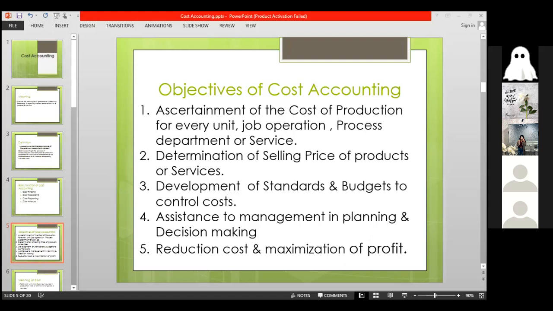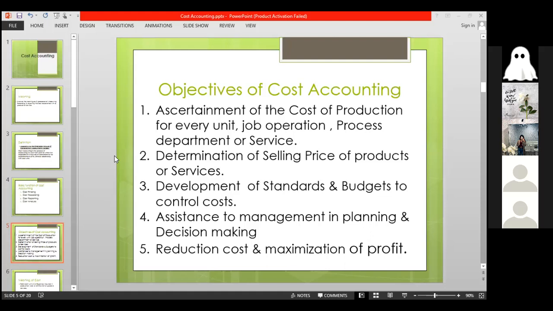Determination of selling price of products or services. That's objective number two. Only once you know what the cost of the product is, can you determine what the price of the product should be. Ideally speaking, the price of the product will be determined after you know what the costs are. Without that, you cannot. But in reality in the market, sometimes the prices are determined by competition. Your business or any business will have competition, and there will be other people doing the same thing or producing the same products. In that case, pricing will be determined in the market.